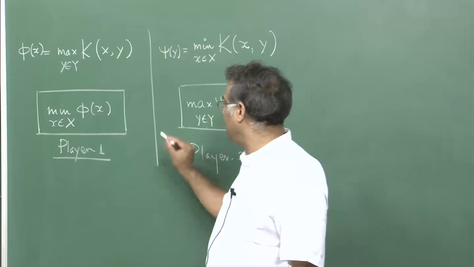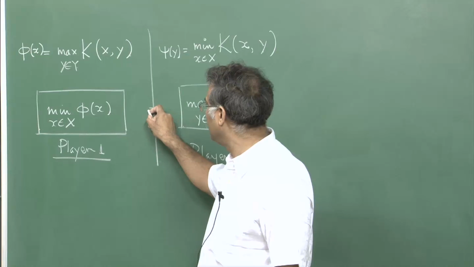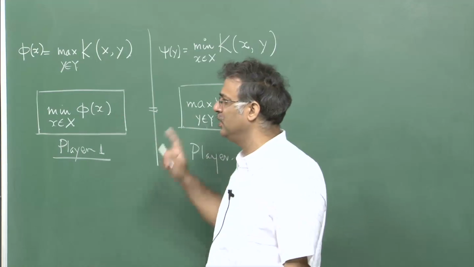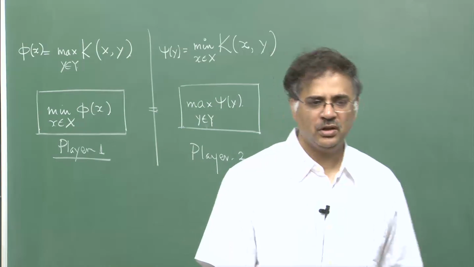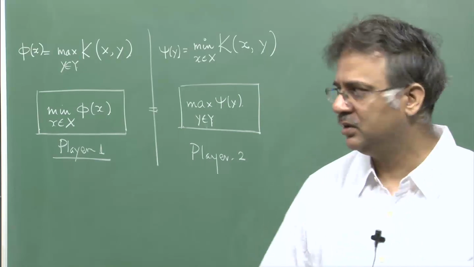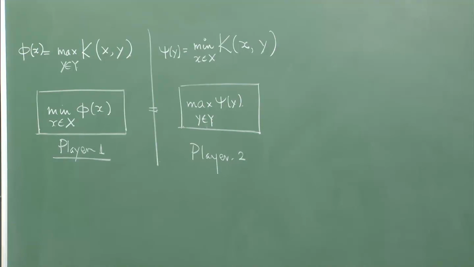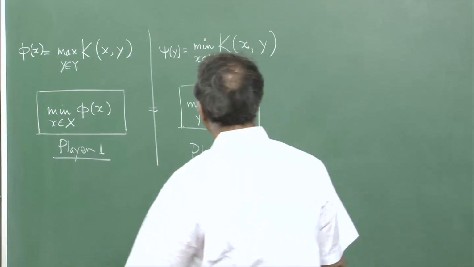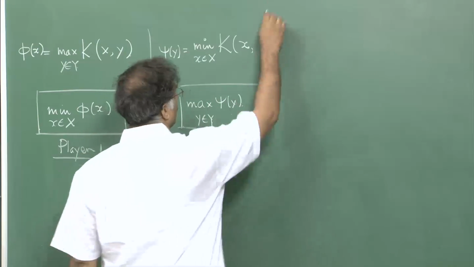So, the very important question is, when are these two values equal? Under what condition on k possibly, what should be the behavior of k which will make these two values equal? So, the player 1 plays the primal problem and player 2 plays the dual problem.